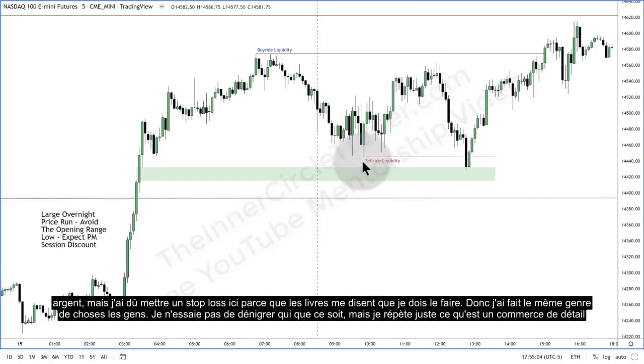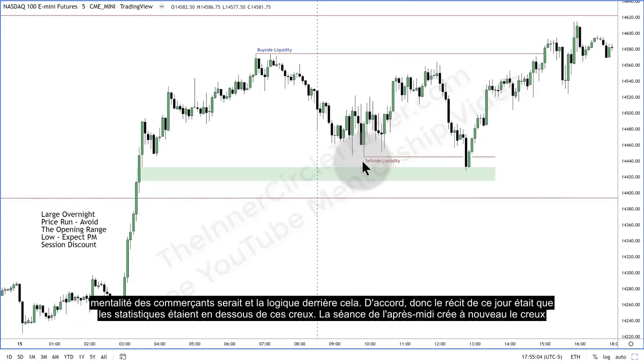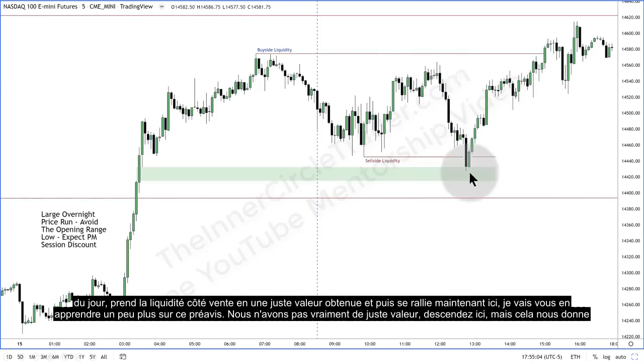So I did the same kind of stuff, folks. I'm not trying to talk down to anybody, but I'm just repeating what a retail trader's mindset would be and the logic behind this. So the narrative with this day was the stops were trailed below these lows. The afternoon session, again, creates the low of the day, takes the sell side liquidity out into a fair value gap, and then rallies. Now in here, I'm going to teach you a little bit more about that. Watch.